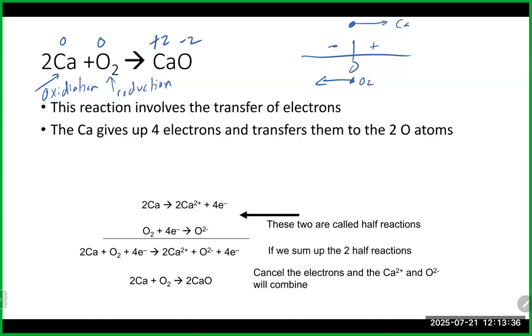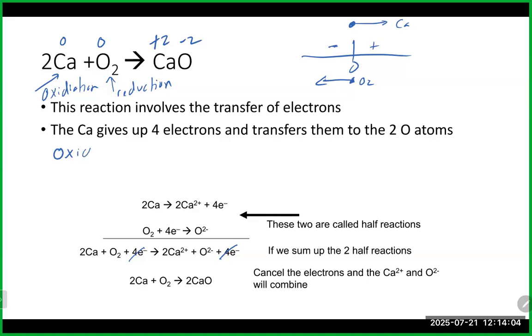By the way, what is being oxidized and what is being reduced should always be found on the reactant side of the arrow, not the product side of the arrow. And we again have our half reactions here, and our electrons are going to completely cancel out and give us our overall reaction.